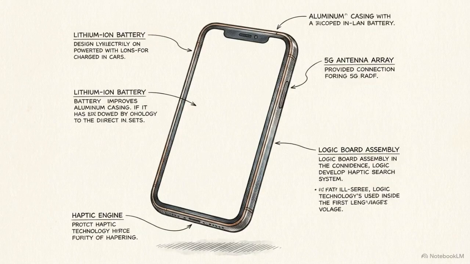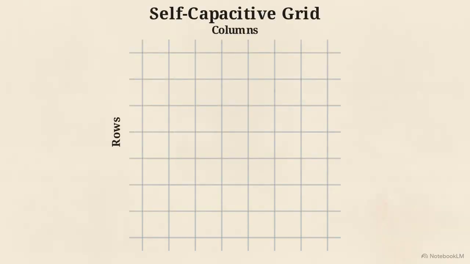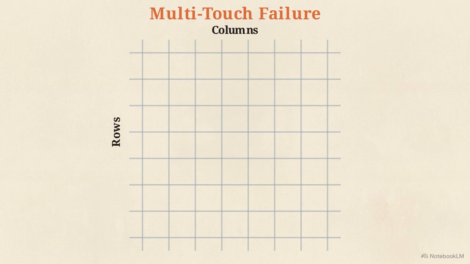To turn a single button into a smartphone display, that sensor architecture is scaled up into an XY grid of transparent indium tin oxide traces layered across the screen. Early designs used self-capacitive columns and rows, but this design encounters a mathematical failure the moment a user attempts a multi-touch gesture. If you place one finger on the screen, the controller detects an increase in capacitance along one specific row and one specific column. The intersection is your exact touch point.